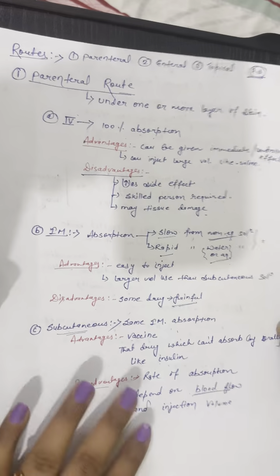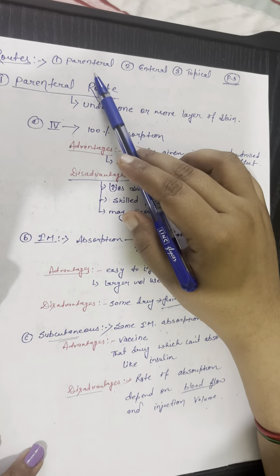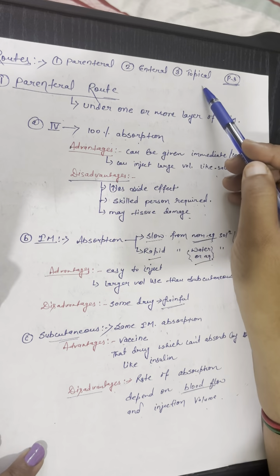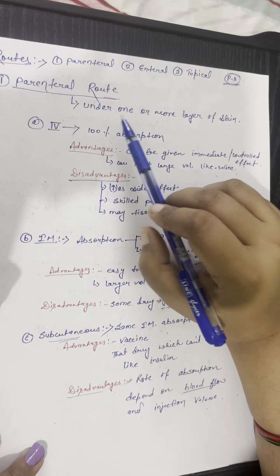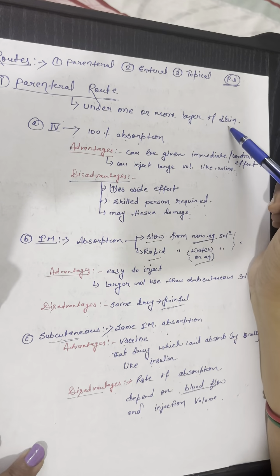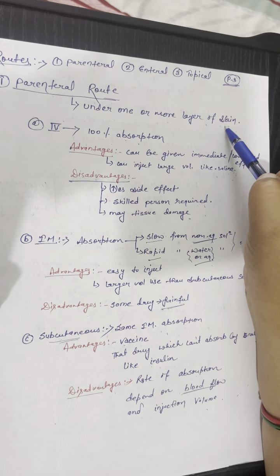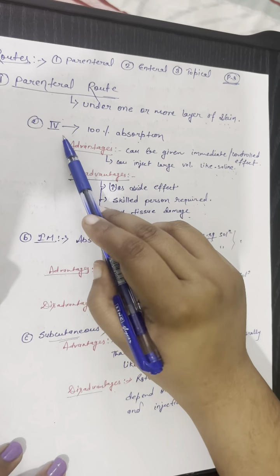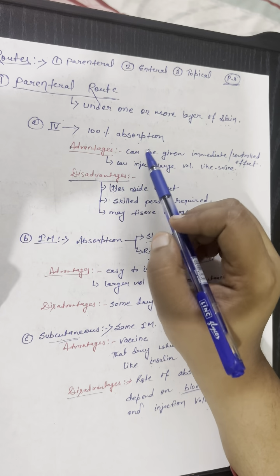Now we are talking about the routes of drug. We take parenteral drug, enteral drug, topicals or other drugs. Parenteral, we take drugs under one or more layers of the skin. In case of IV, we take it in the vein, intravenous. Here 100% absorption will occur.